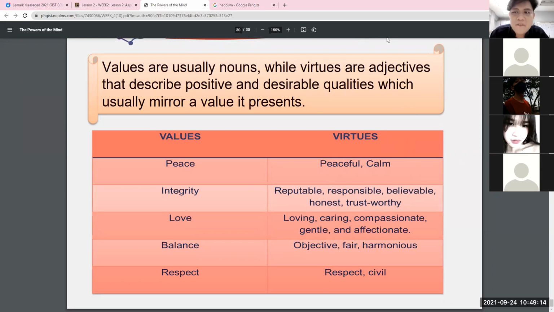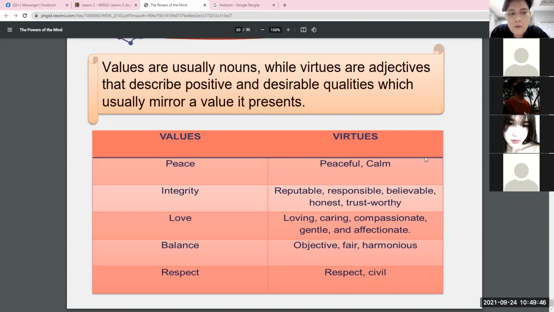Okay, values are usually nouns while virtues are adjectives. So we have values like peace, integrity, love, balance, and respect. And the virtue of peace is peaceful or calm. Okay, you are at peace at the moment, but in the inner part, you are calm. Integrity is being reputable, responsible, believable, honest, trustworthy. It does speak about your integrity, no? When you speak, the people will believe what you speak.